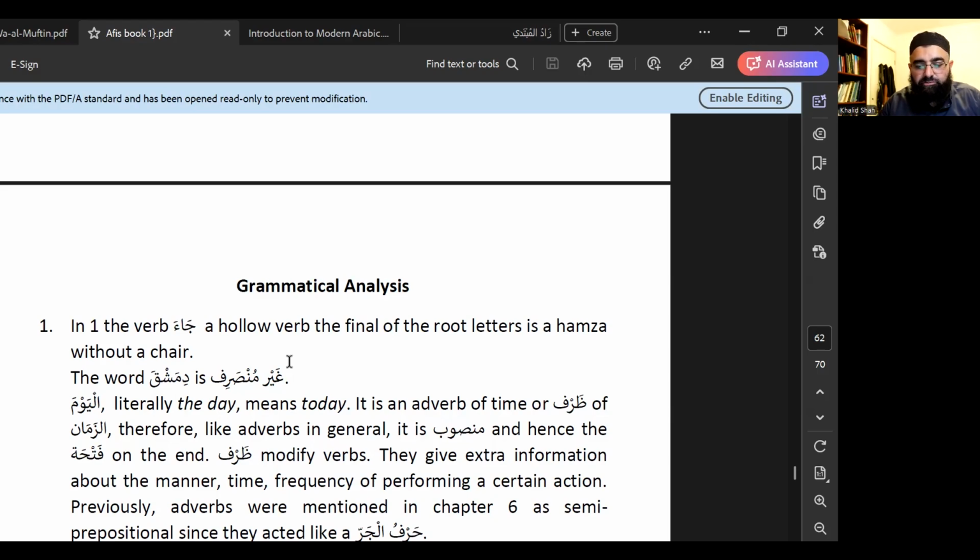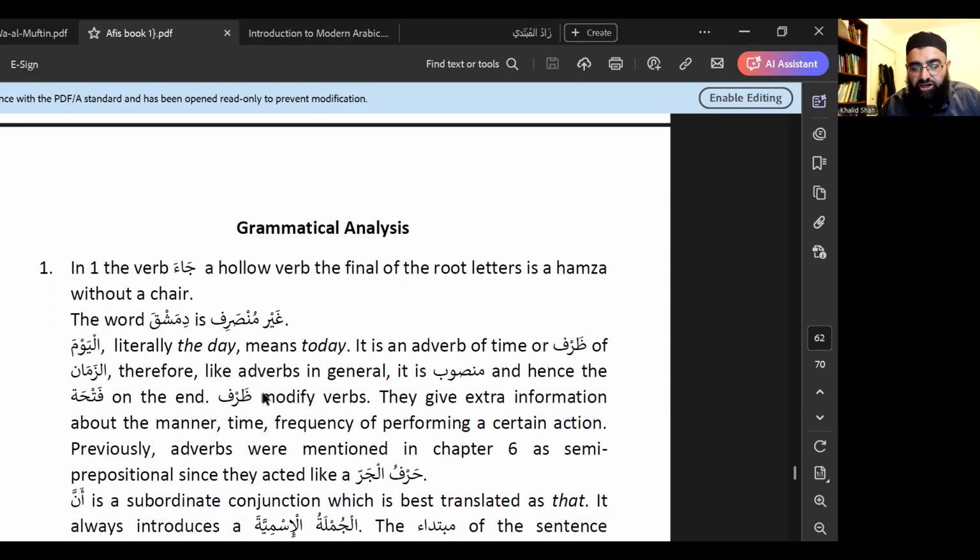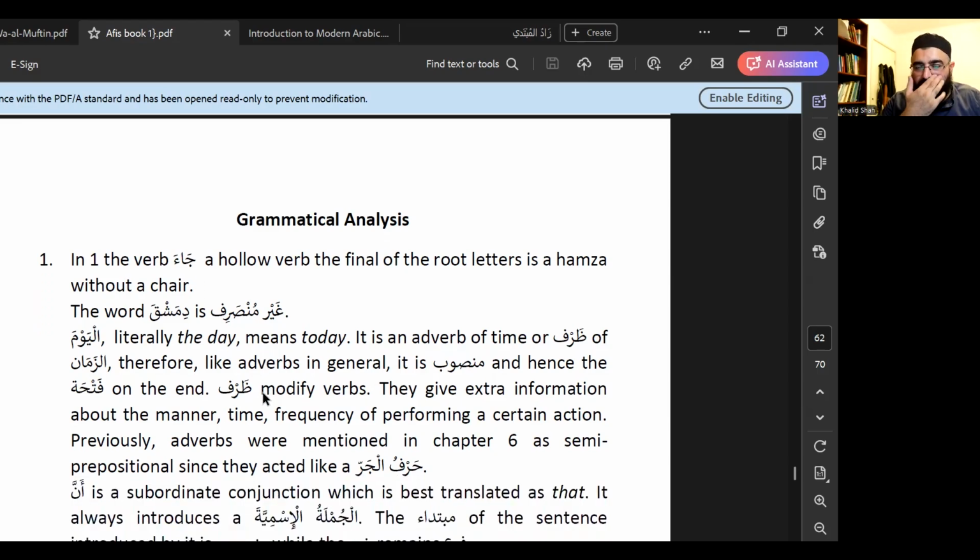Zarfs modify verbs. They give extra information about the manner, time, and frequency of performing certain actions. Previously, adverbs were mentioned in chapter 6 as semi-prepositional, since they act just like a harf jar. I mentioned the three columns: on the left, all the harf jar, the main ones that we used, and on the right, semi-prepositions. Basically, they are nouns that act like harf jar, and we treat them like harf jar for the moment. But in reality, they have a bigger function than simply being harf jar particles or prepositions. But we call them semi-prepositional.